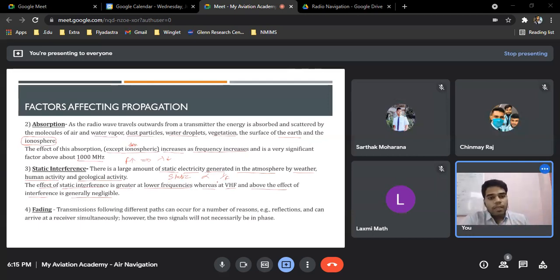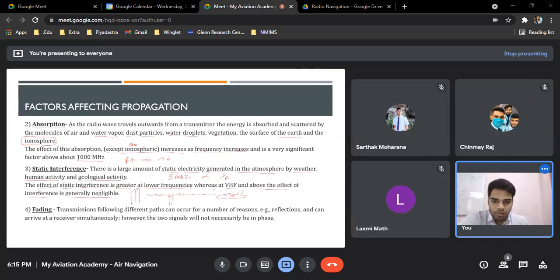Then we have fading. Now fading is really simple. I have told you that let's have an aerial. This is my aerial or antenna, and it is giving off some radio waves. Now the radio waves are traveling in all directions. Suppose my aircraft was in this position. Yes, I wanted this radio wave, so the aircraft was able to receive this radio wave. But there was this huge building which was standing here.